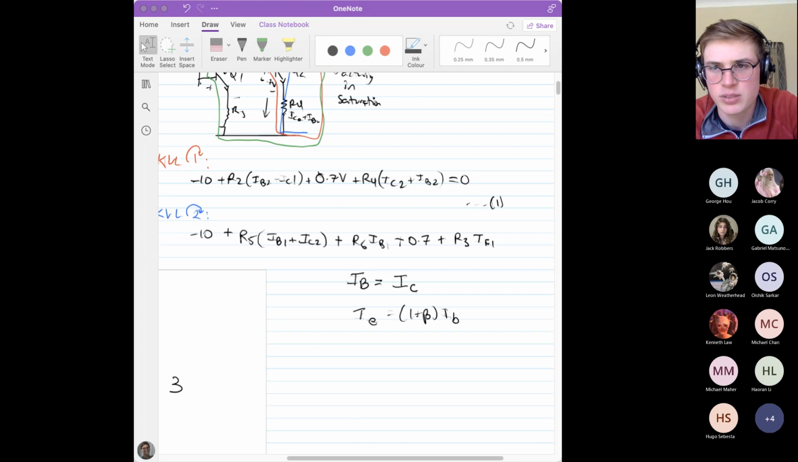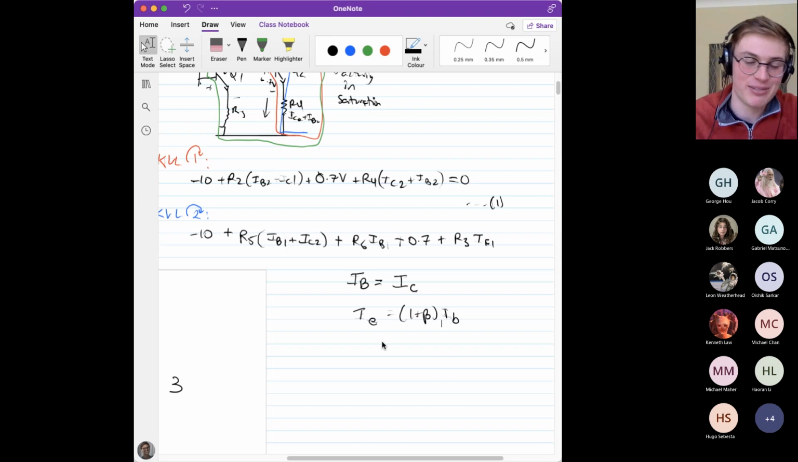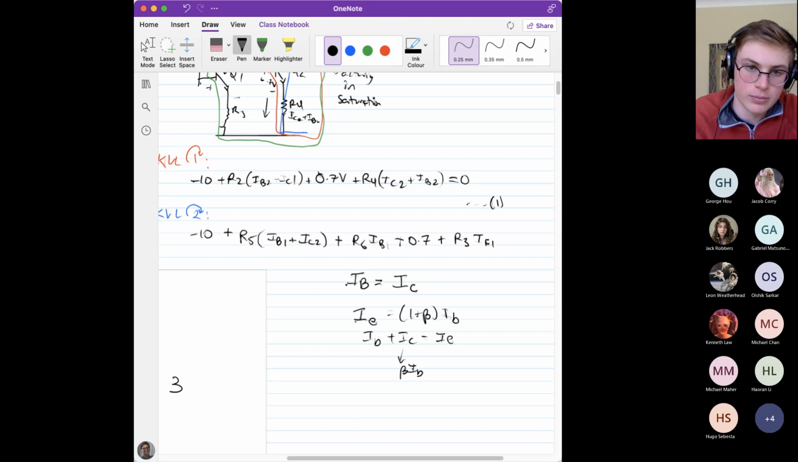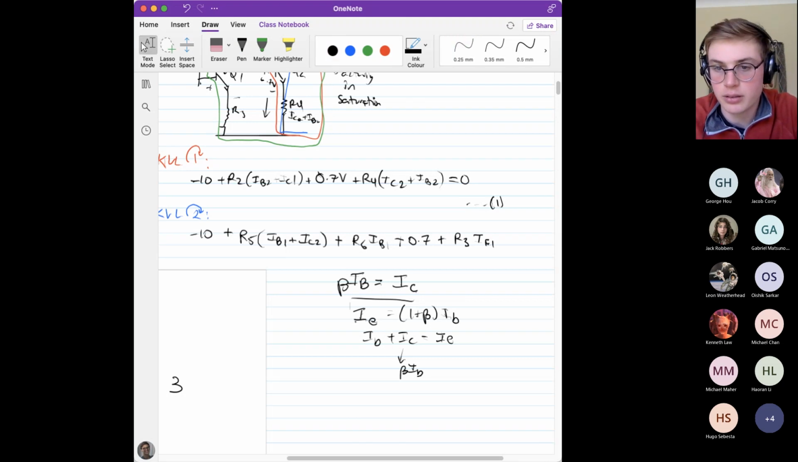Sorry, what did I say? Did I say assume saturation? That's proper wrong. Assume forward active. My brain is going crazy. Assume forward active. So the emitter current is 1 plus beta IB, and also we know that our base current plus our collector current is our emitter current. So essentially beta IB is the collector current. Saturation is for MOSFET. Yeah, thank you, Leon. That's where my brain was going.